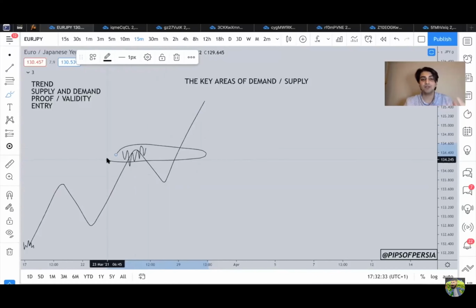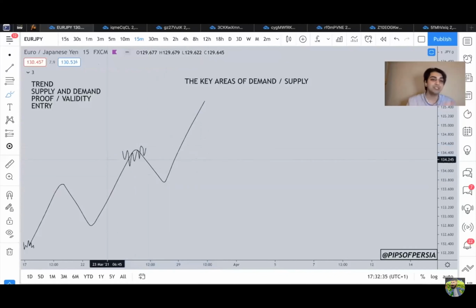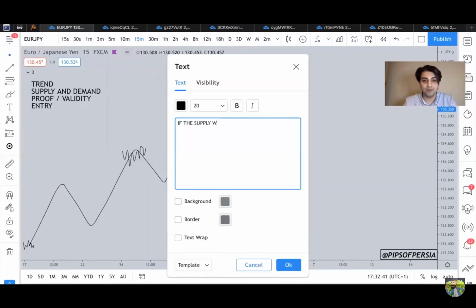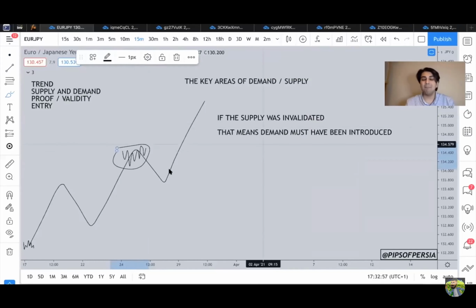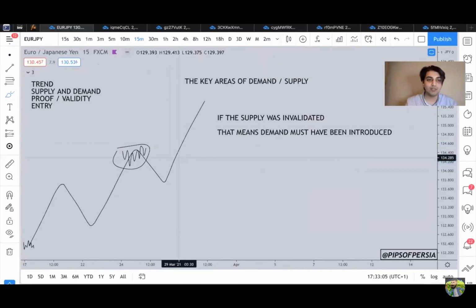And I want to ask myself the question as to why. And what is now my new area of demand? Because if the supply was invalidated, that means demand must have been introduced. If the supply was invalidated right over there, that means demand must have been introduced to invalidate that level. Otherwise, it's a supply level. You expect it to drop from there, as simple as that. So now I want to start to look at what areas of demand started to invalidate that supply. Very simple and very straightforward.